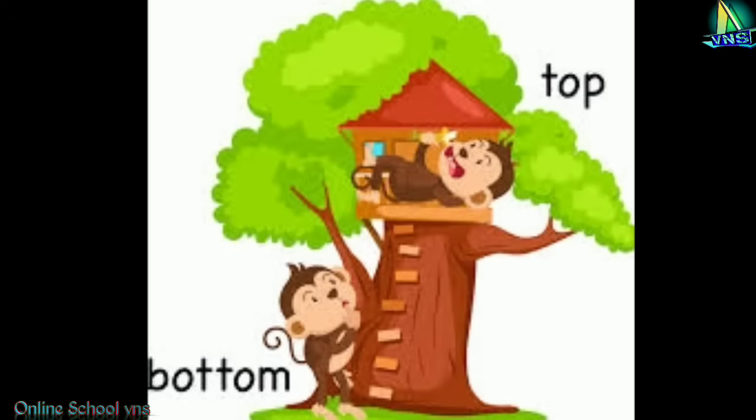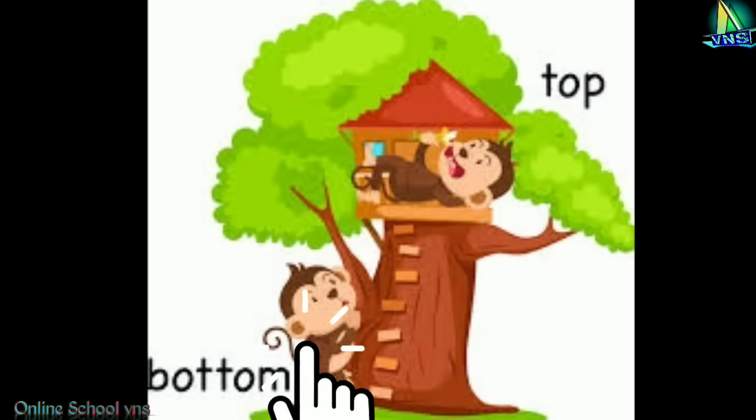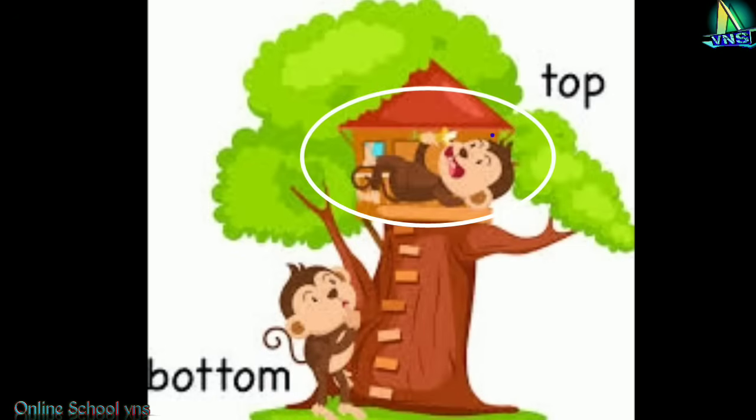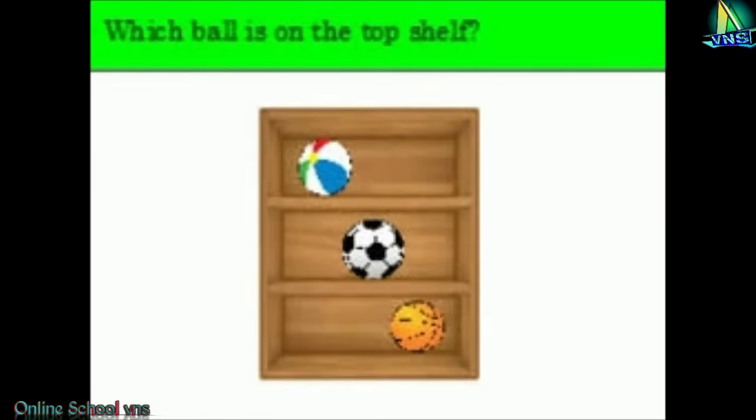In this diagram we can see that there are two monkeys. One monkey is here and one monkey is here. So this monkey is at the top of the tree and that monkey is at the bottom of the tree.